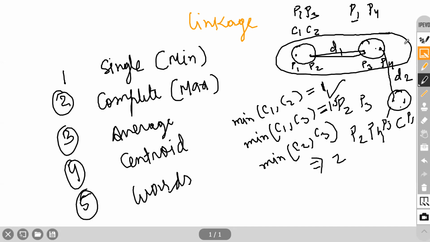Okay, got it? Yeah, in our consideration three clusters are there. We are measuring from all the things. Whichever is the minimum distance, I will be merging it again. So this is called single linkage, or minimum linkage. Now there is a maximum.